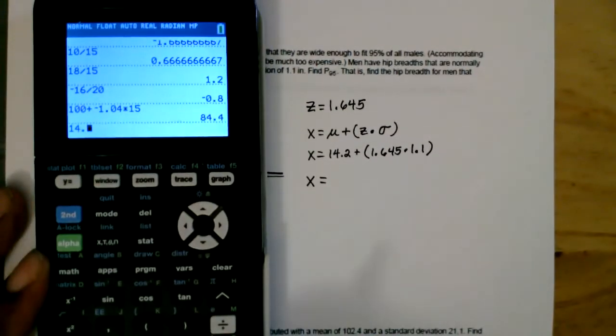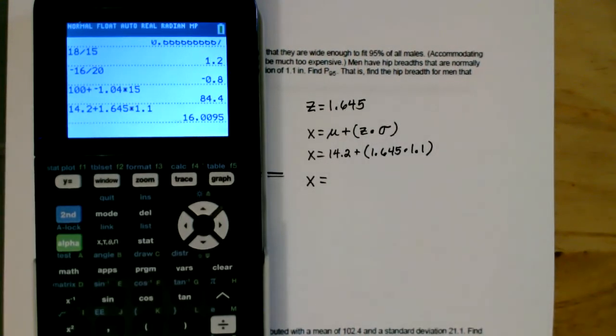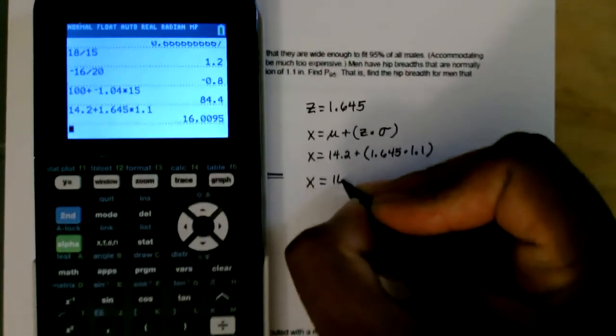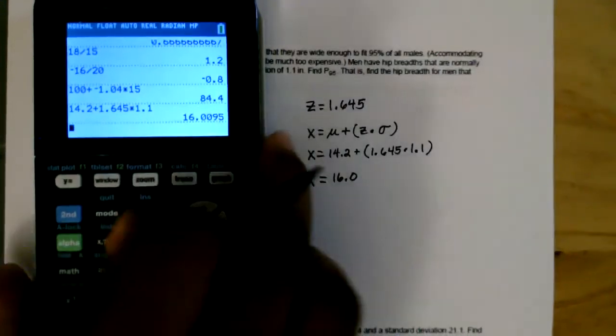Okay, so I'm going to enter 14.2 plus 1.645 times 1.1. Now let's say we want to round this off to 1 decimal place. In the homework, they will tell you how many decimal places they want you to round your final answer to. So in this case, to 1 decimal place, it will be 16.0.